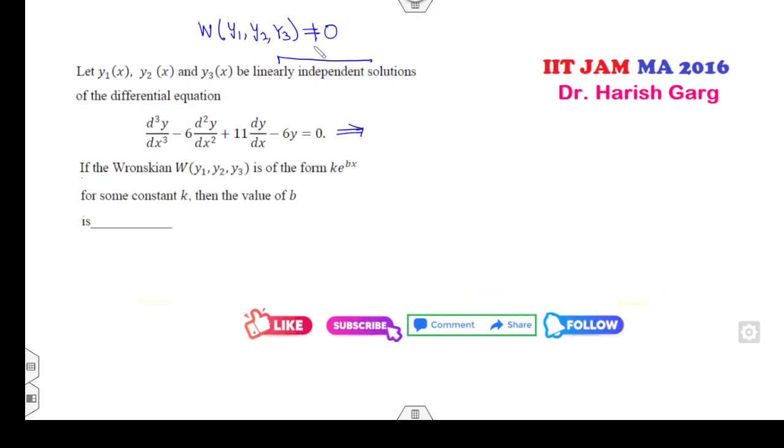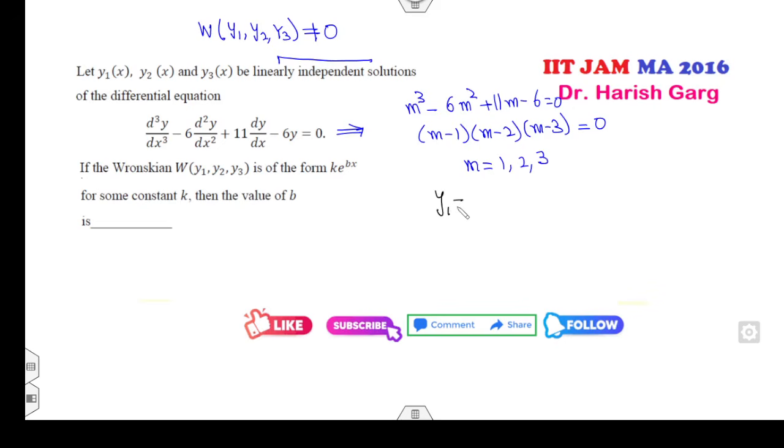Fine. If the Wronskian is non-zero, can you find these solutions? You can see it's a constant coefficient equation, m cube minus 6m square plus 11m minus 6 equals 0, and it's very famous. You can find the roots: m minus 1, m minus 2, m minus 3. So the values of m are 1, 2, and 3. Fine. So your y1 solution will be c1 e raised to power x, y2 is c2 e raised to power 2x, y3 will be c3 e raised to power 3x, and you can see each function is in terms of the exponential.